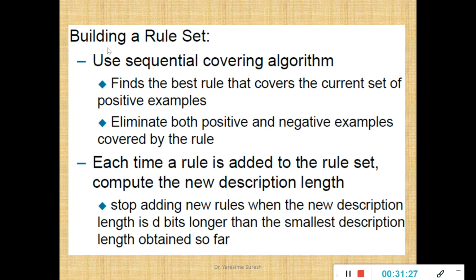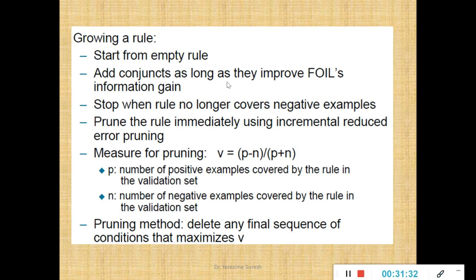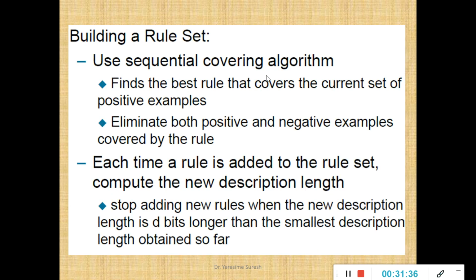Now the second step is building the rule set. How to build the rule set? We talked about it here, right? Keep on adding the conjuncts. How will I add? Use the sequential covering algorithm. What is the sequential covering algorithm? We have seen the algorithm. We have discussed the example which uses your learn-one-rule function. The same thing is employed here.